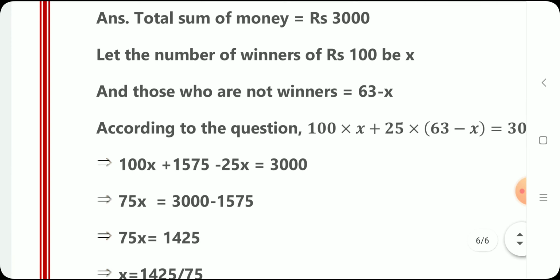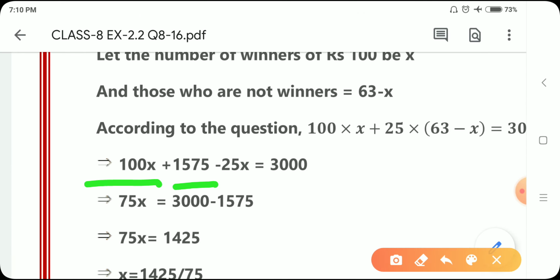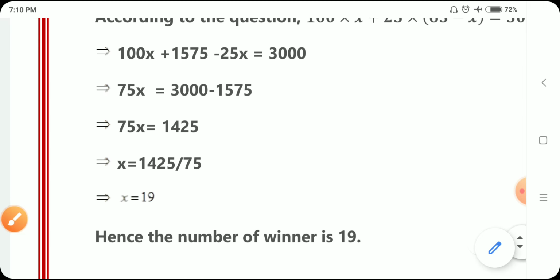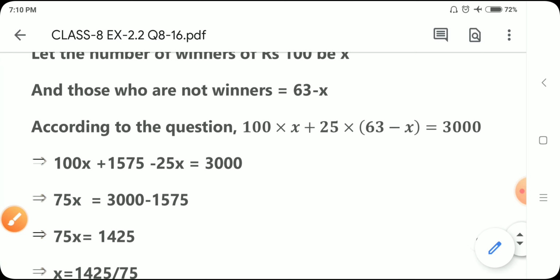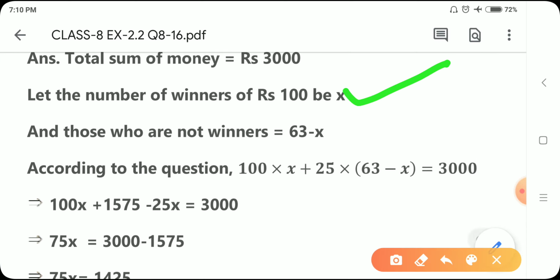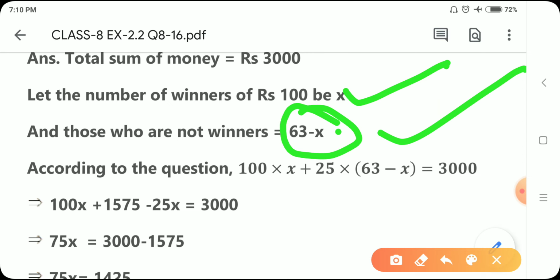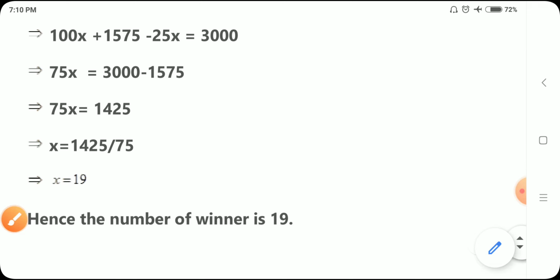Now solving, you will get 100x plus 1575 minus 25x is equal to 3000. On solving, you will get x is equal to 29. So the number of winners are 29. If it is asked for the persons who are not winners, then you will subtract this 29 from 63, and you will be able to find the participants who are not winners. Okay, so that's all about exercise 2.2. Thank you.